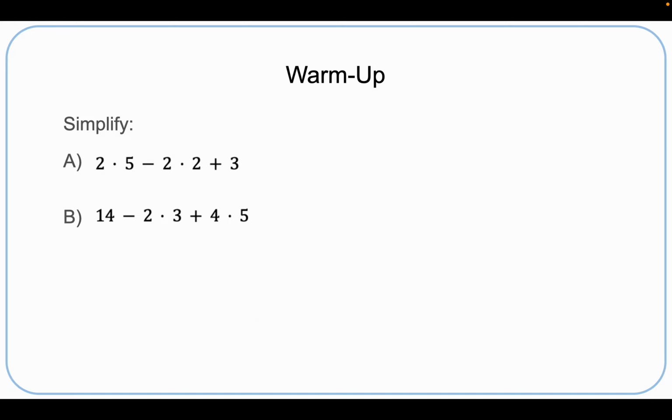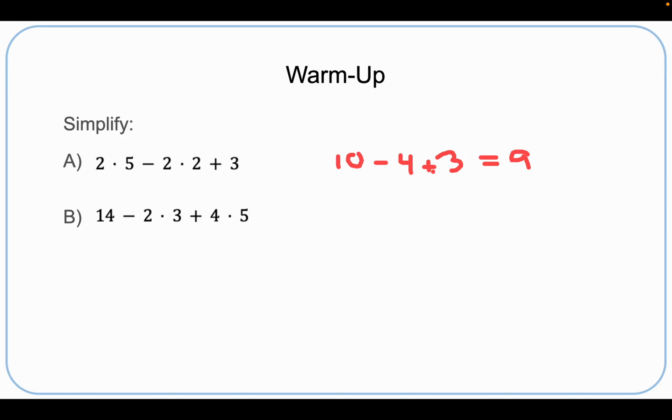Okay, first one, we're simplifying. We need to remember our order of operations. We multiply before doing anything. So we have 2 times 5, which is 10. And then we're going to keep our subtraction symbol. 2 times 2 is 4. And then add 3. And then we want to add and subtract from left to right, so in the order that we read. So 10 minus 4 is 6, plus 3 is 9.